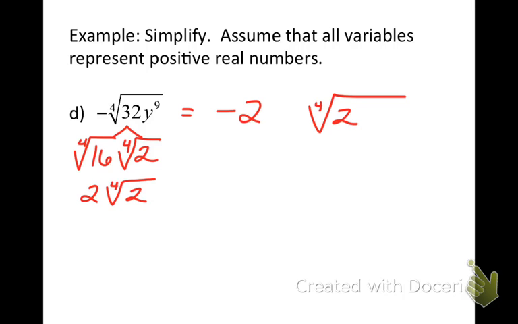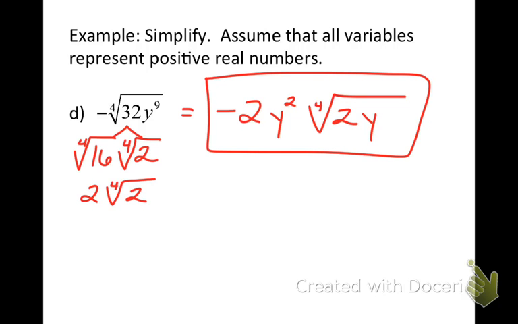I left a blank because I think I can get a y out, because my exponent is greater than my index. How many times does 4 go into 9? 2. So I'm going to have a y squared on the outside. If I took out 2 sets of 4 from the 9, which means 8, how many would be left over? Just 1, right? I've got 9 y's, and I took out 2 sets of 4, which is 8. 9 minus 8 leaves me with 1 y. So we got negative 2y squared, 4th root of 2y.